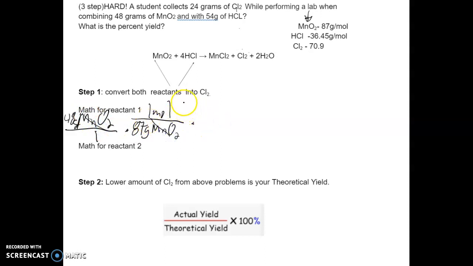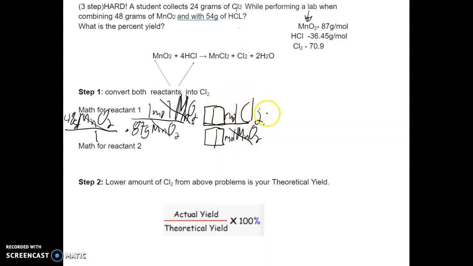Now, 1 mole MnO2. If I got moles MnO2 on the top here, I got to have moles MnO2 on the bottom here. And this is where I convert it. Always converting has to go through moles. So I'm going to convert to Cl2. And how many moles do I have? I got to go to my chemical formula. Cl2, there's no number in front of it, so I'm just going to put 1. For MnO2, there's also no number in it, so I'm just going to put 1. Great. And moles and moles will cancel.